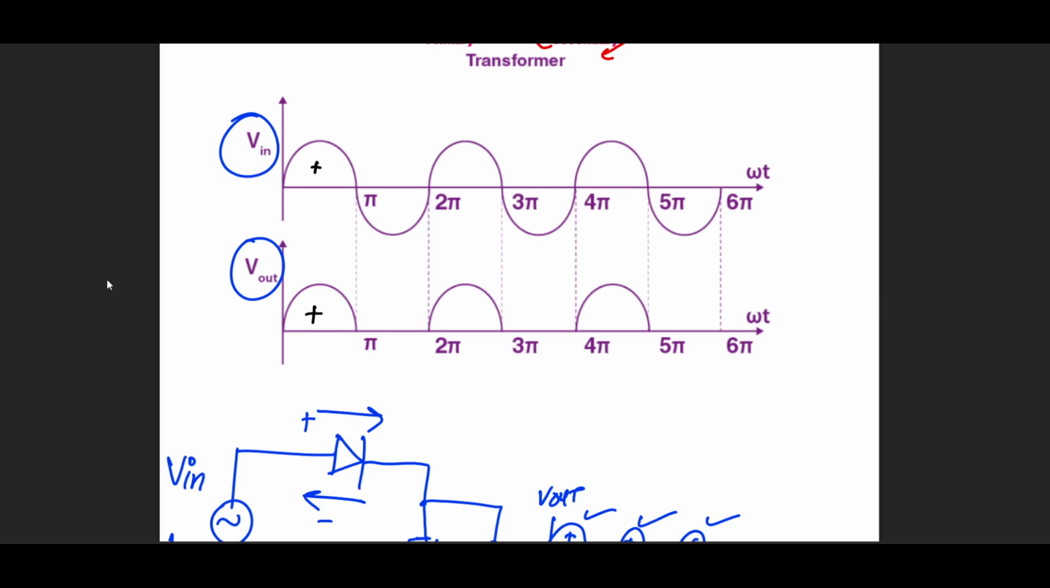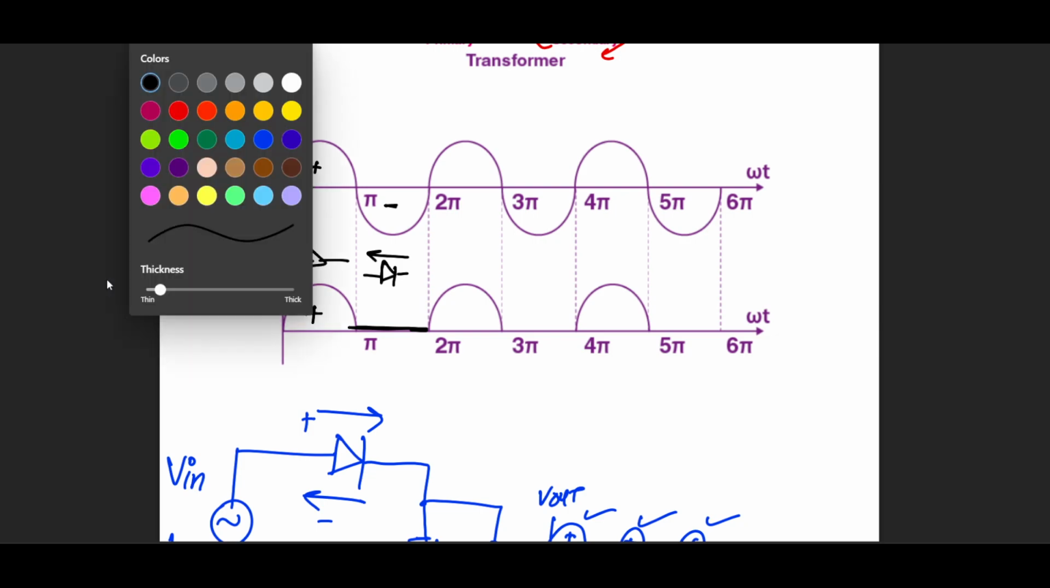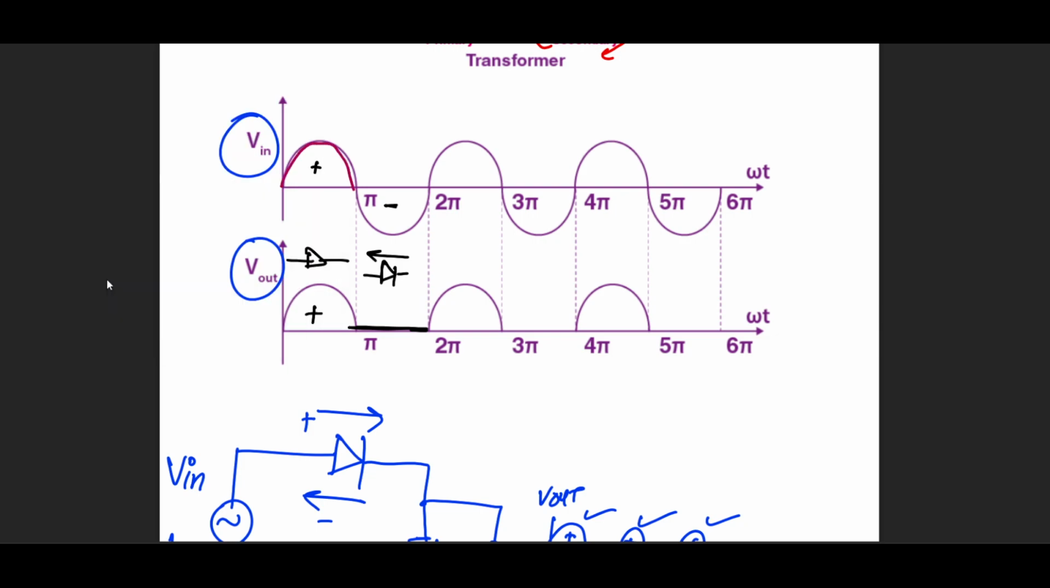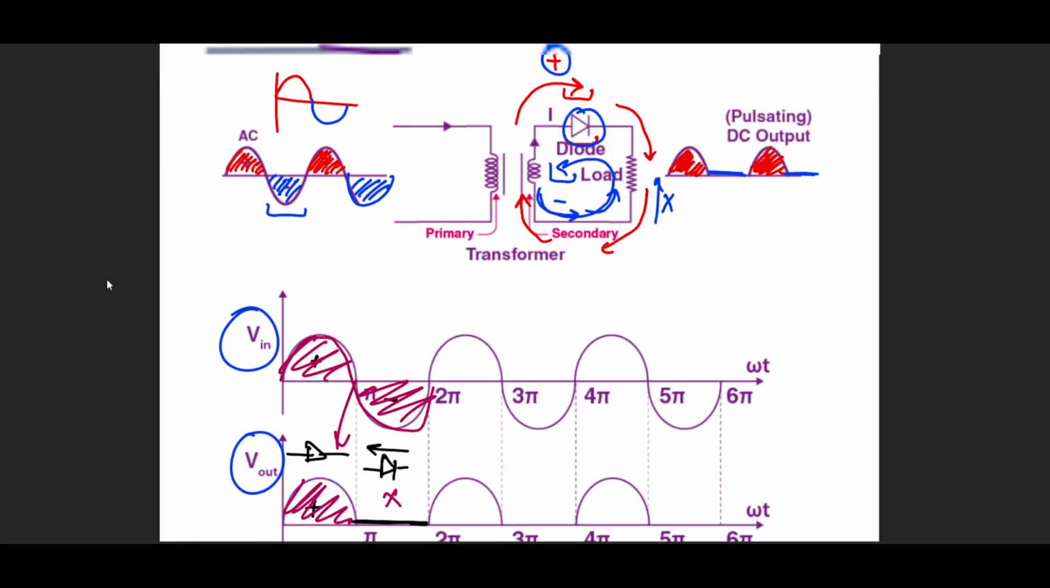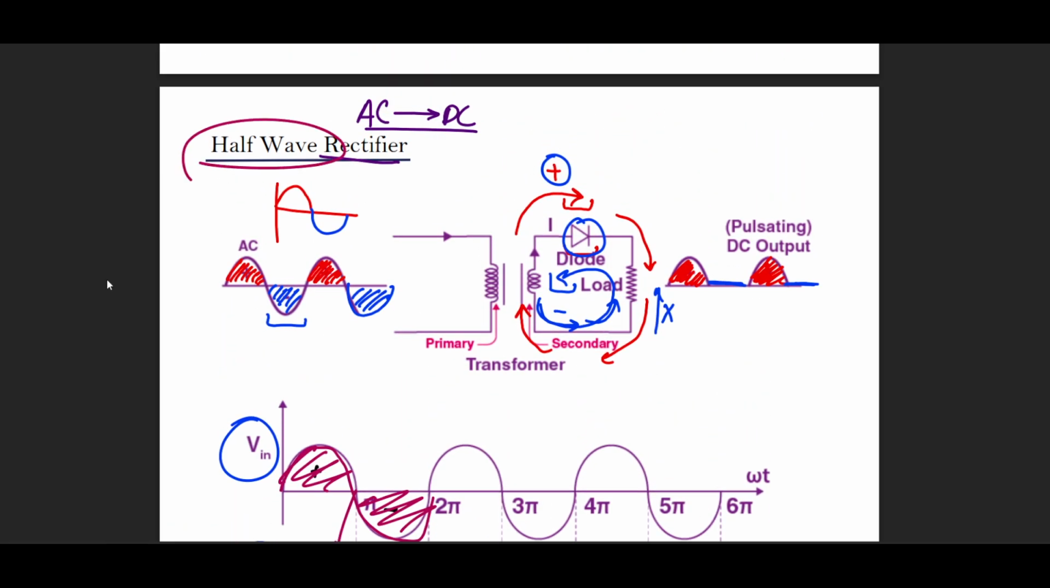So the positive was allowed because the diode was forward biased, and when the negative current tried to flow, the diode experienced a reverse bias condition, which was opposite to the direction. So the current was unable to flow. Since we are only able to extract half the wave as compared to the full wave, this is my full wave, and I've only extracted half of it, and the rest of it has been blocked by the diode. That is why we call this a half wave rectifier. And rectifier because it has to go from AC to DC.